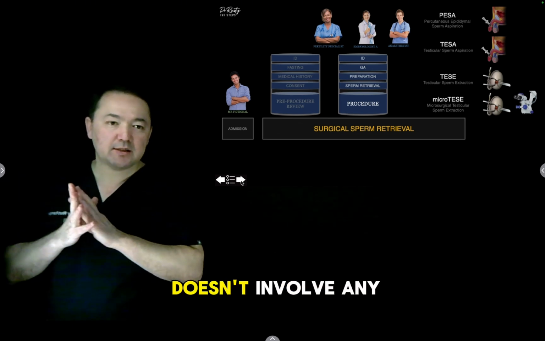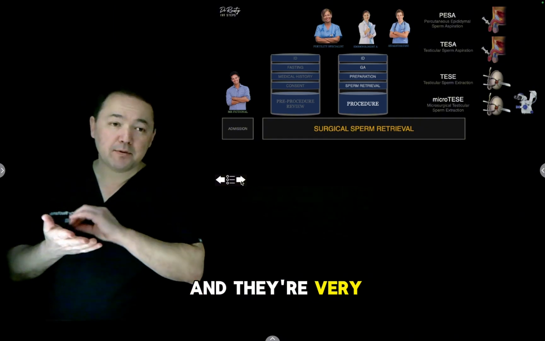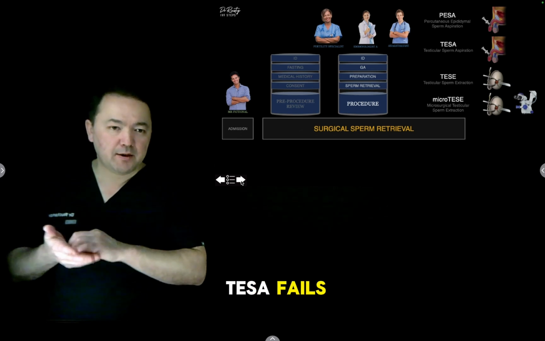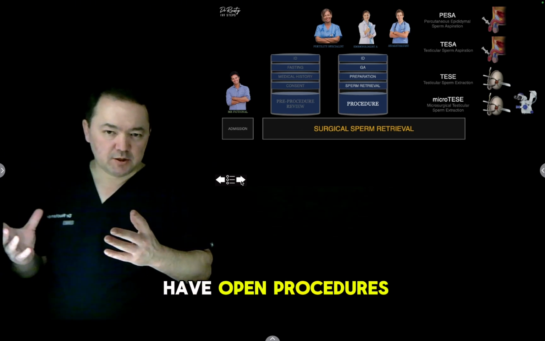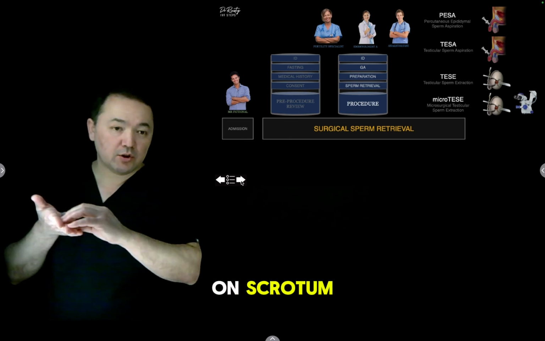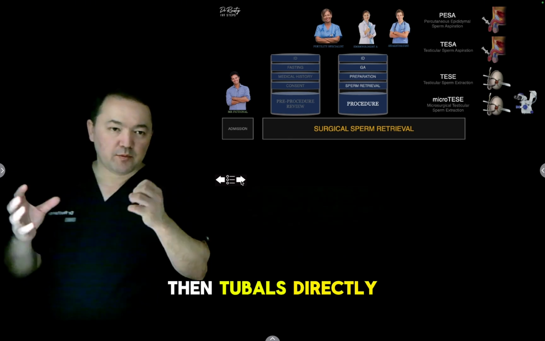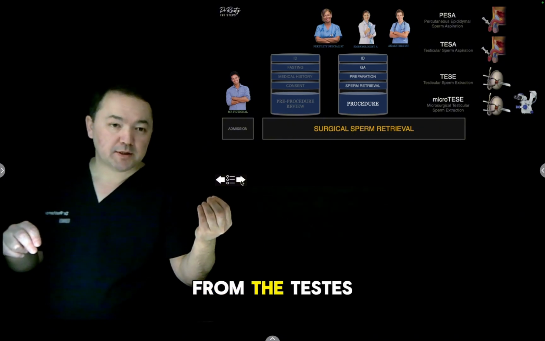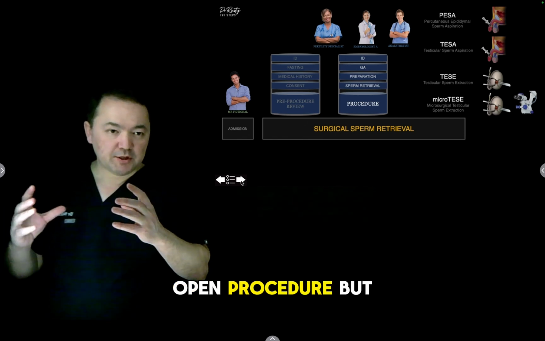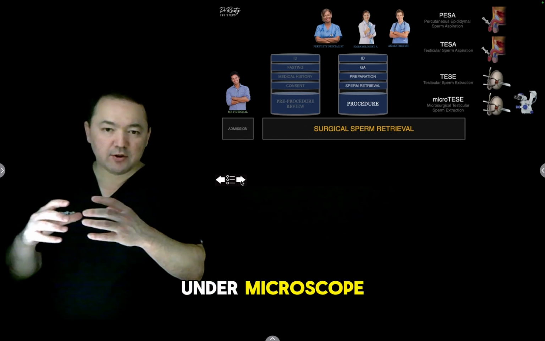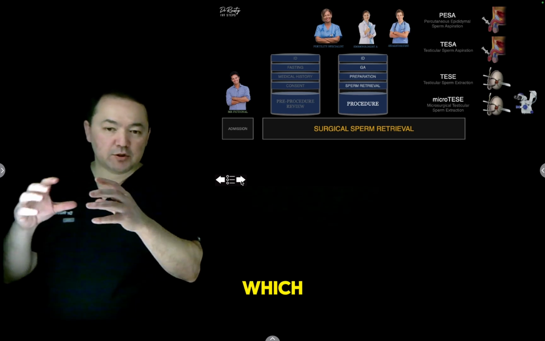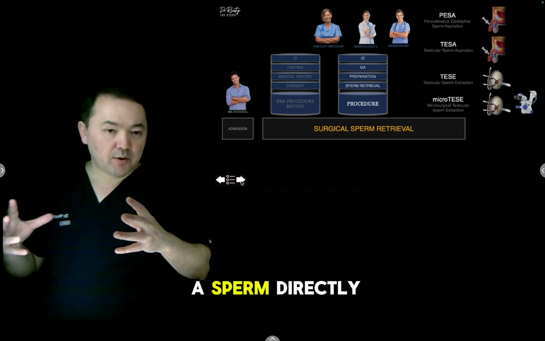These 2 procedures don't involve any cutting. It's very simple and they're very, very effective procedures. In some patients, when PISA and TISA fail, they need to have open procedures. A TZ is an open procedure where you have a cut on the scrotum, then tubules are directly taken from the testis. The next procedure is exactly the same as a TZ open procedure, but under a microscope. Under the microscope, your fertility specialist can visualize tubules and select tubules which look like they contain sperm directly.